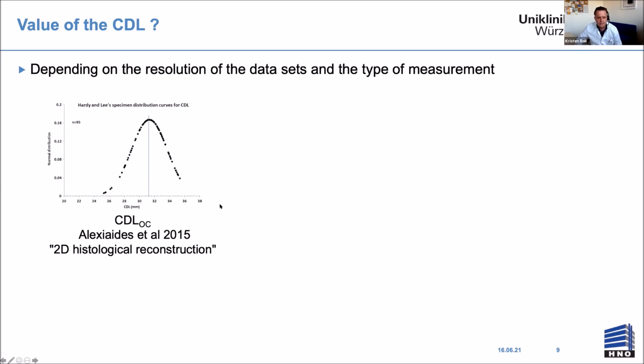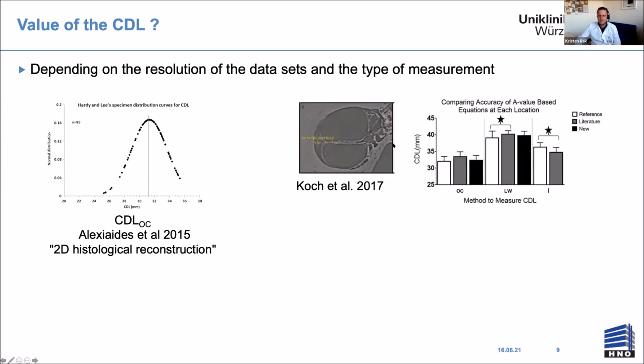So how long is a cochlea? That really depends on the resolution of the data sets and the type of measurements. As I already said, there was one study by Alexiades in 2015 where they compared different, also older publications, to do histological reconstruction. And they said the cochlear duct length of the organ of Corti is around 31 millimeters. And then there was a good publication by Koch et al. in 2017, where they used synchrotron imaging, and they showed that the cochlear duct length of the organ of Corti reaches nearly 34 millimeters. And here at the lateral wall, it's nearly 40 millimeters.